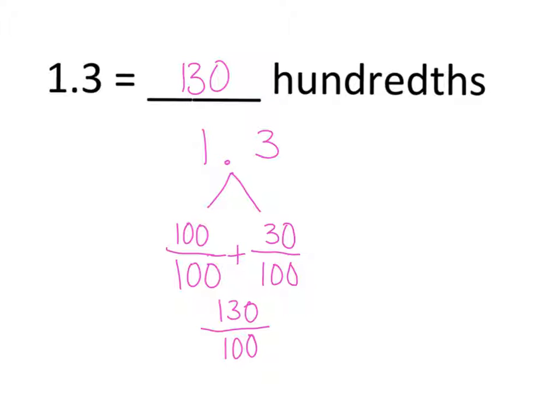Because that got a little confusing, over here is 3 tenths. And that's what we did. We had 3 tenths originally.